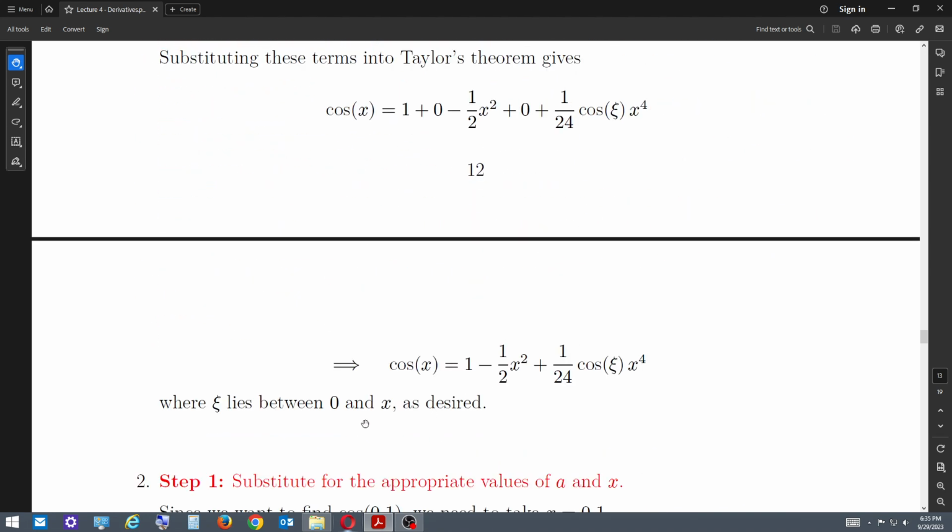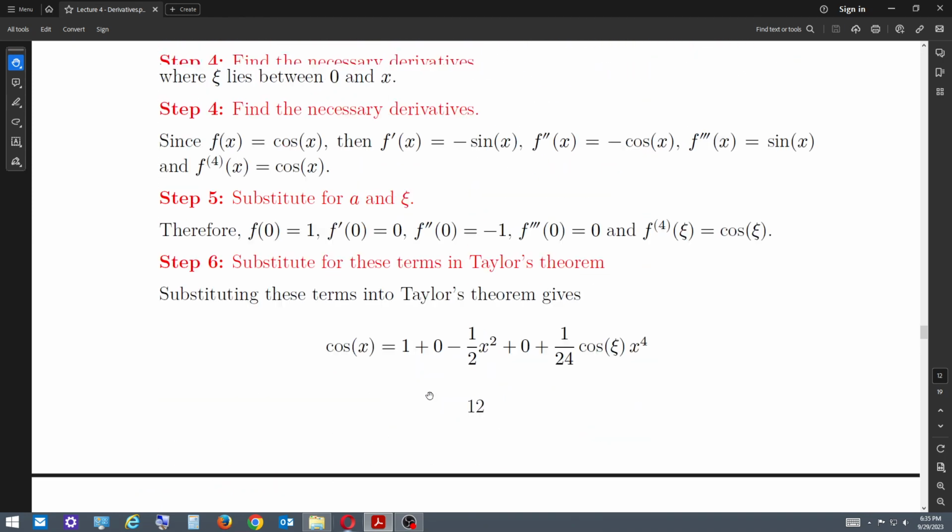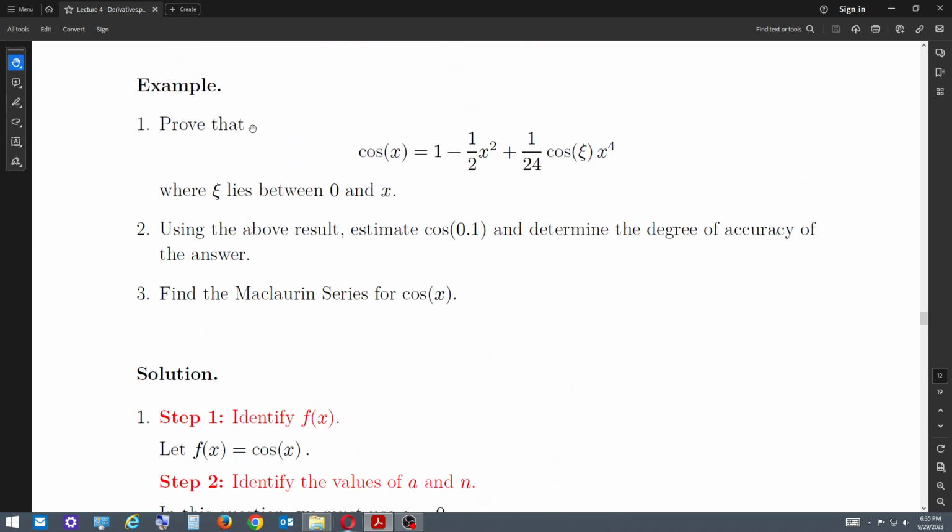Also, like I said, remember to mention that xe lies between 0 and x. Right, now that completes the first part of the problem. When you're doing a question like this, I see it happen sometimes where students are tempted to use whatever is given later on. Do not do that. This should flow in order.